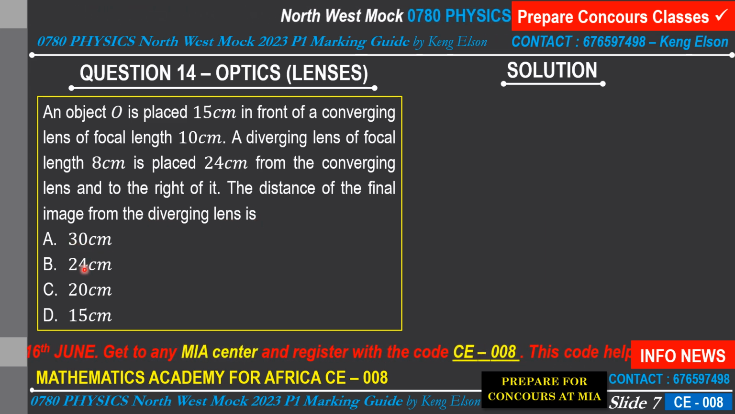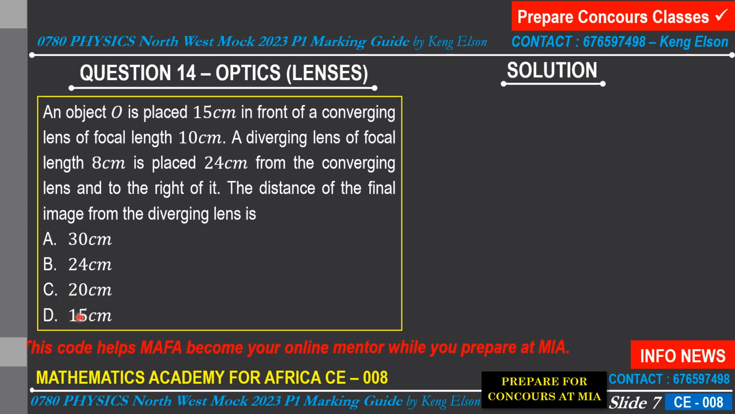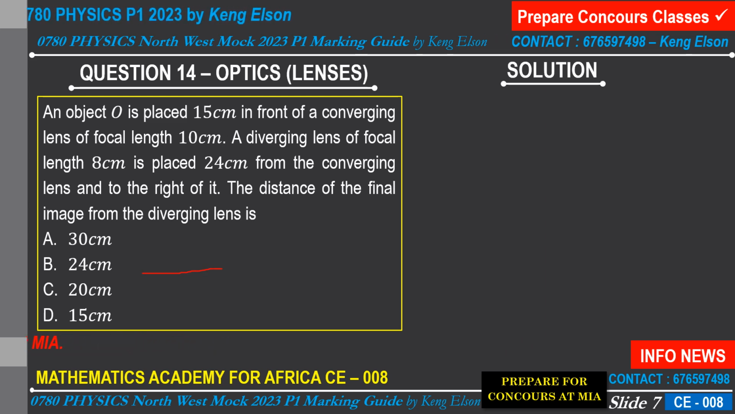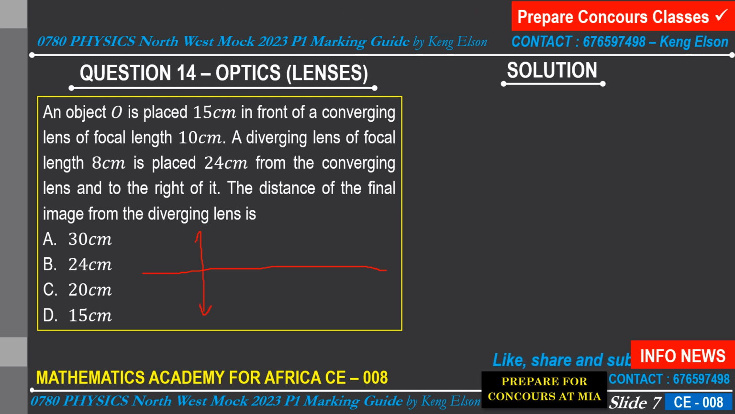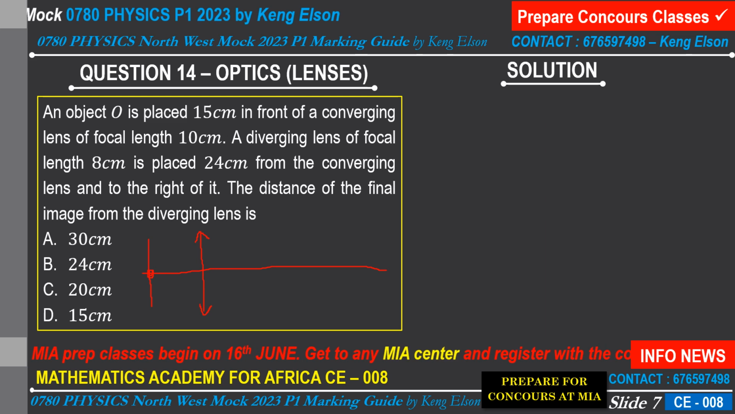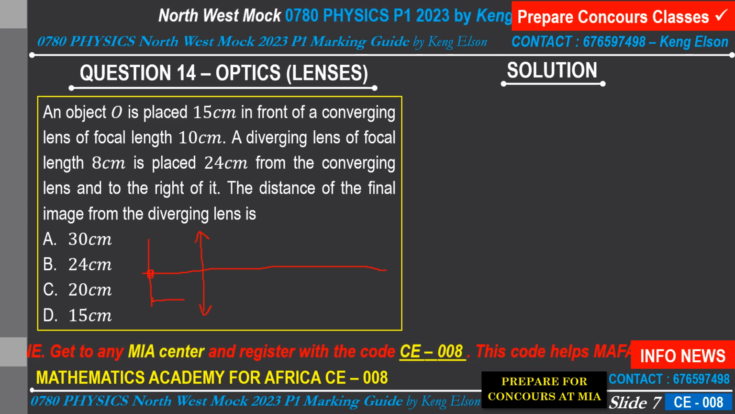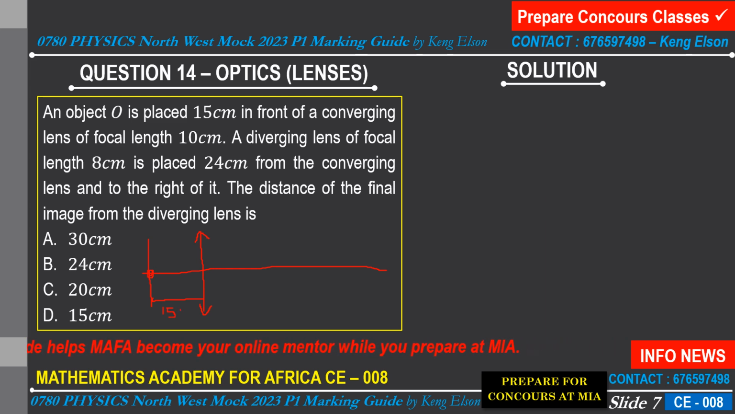A. 30 centimeters, B. 24 centimeters, C. 20 centimeters, and D. 15 centimeters. So what is happening is that if this is my principal focus, I first of all have a converging lens. This is the little representation of a converging lens. Then I have an object O. Let me just say that this is my object. This object is placed at a distance of 15 centimeters from this converging lens, and they give us a focal length of this converging lens as 10 centimeters.